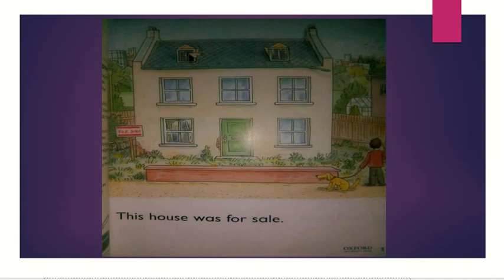Look at this house. It is very big. So, here is a notice board also outside the house for sale. Okay, read this sentence with me and take out your lead pencil to underline the difficult words. Read this sentence. This house was for sale. Very good. Underline this word house. Underline this word sale. Done? Very good. Now open page number 2.